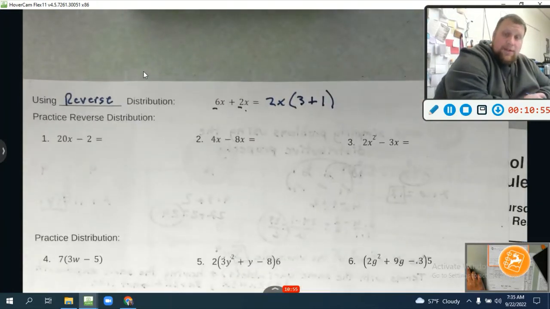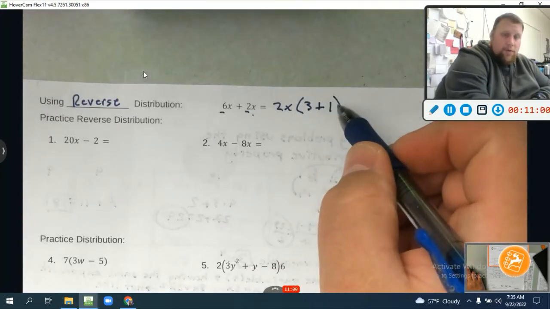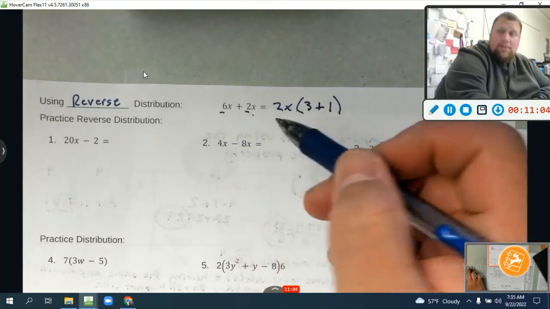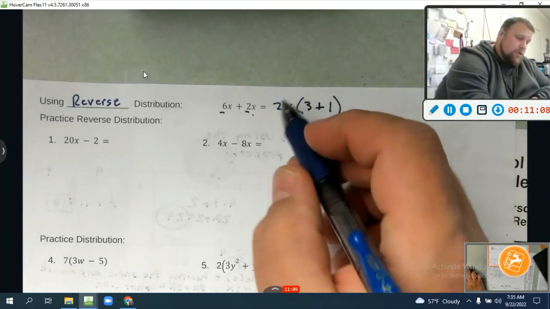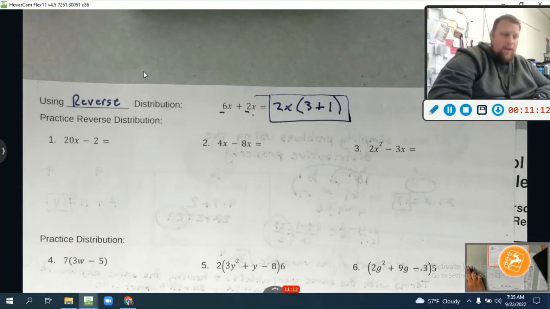Okay? That is reverse distribution. And just so you know it works, what's 3 plus 1? It's 4. 4 times 2x is 8x. I could combine these, they're like terms, to make 8x. They're the same thing. So I want to make sure you understand. This is reverse distribution. You just want to reverse distribute it. We don't need to solve and go beyond that.